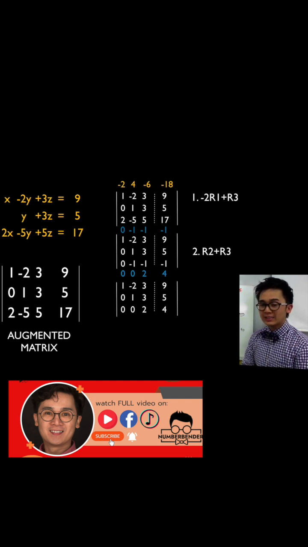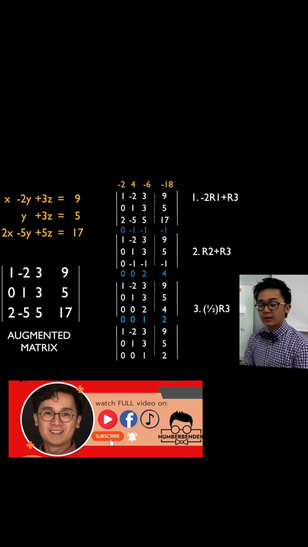Now our last step is to change the last diagonal entry, the 2 in our row 3, into a 1 so that we'll have a main diagonal of 1, 1, 1. And by doing a type 2 elementary row operation, which is multiplying row 3 by 1/2, we are now changing our row 3 into 0, 0, 1, and 2. So now you will see that our new transformed matrix has a main diagonal of 1, 1, 1, and the numbers under our main diagonal are now 0.